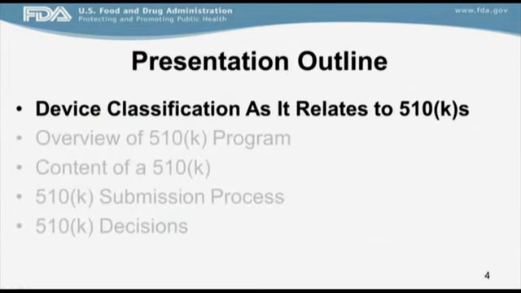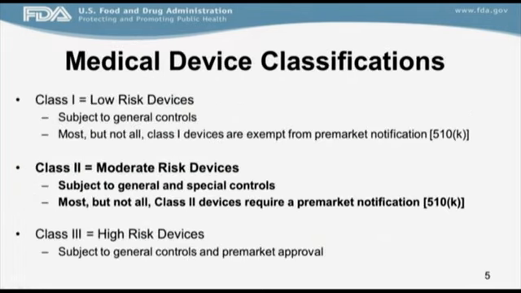So let's begin. Let's talk about device classification as it relates to 510Ks. The FDA regulates medical devices based on risk. Class 1 devices are considered low-risk devices. These devices are subject to general controls. Most, but not all Class 1 devices are exempt from the pre-market notification process.